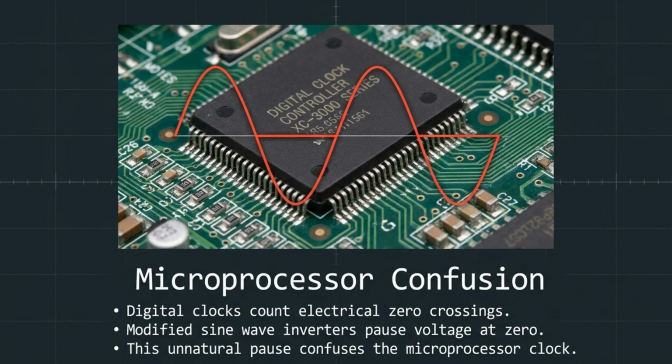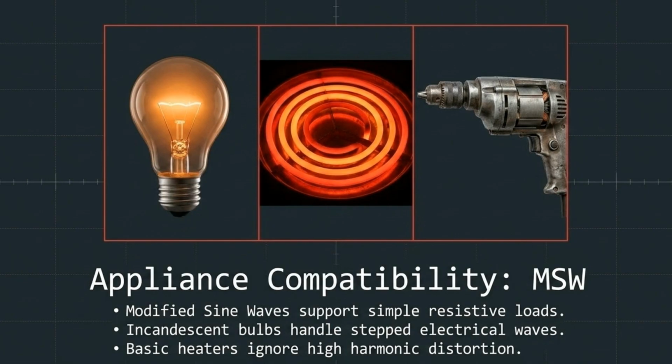Microprocessors rely on precise timing, often counting electrical zero crossings to function correctly. Modified sine wave inverters pause voltage at zero, creating an unnatural rhythm that confuses these sensitive clock circuits. It is important to understand which appliances work with which power source. Modified sine waves generally support simple, resistive loads, as incandescent bulbs and basic heaters can tolerate the jagged electrical steps.